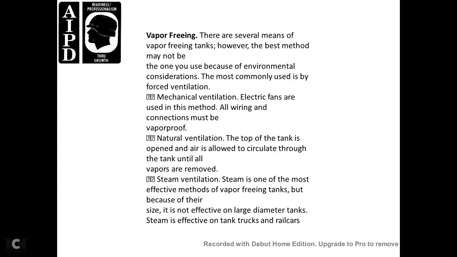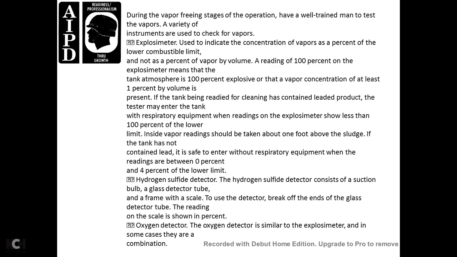The method: all wiring connections must be vapor proof. Natural ventilation: the top of the tank is open, and air is allowed to circulate through the tank until all the vapor is removed. Steam ventilation: steam is one of the most effective methods of vapor freeing tanks because of their size, but it is not effective for large diameter tanks. The steam is effective on tanker trucks and railway cars.